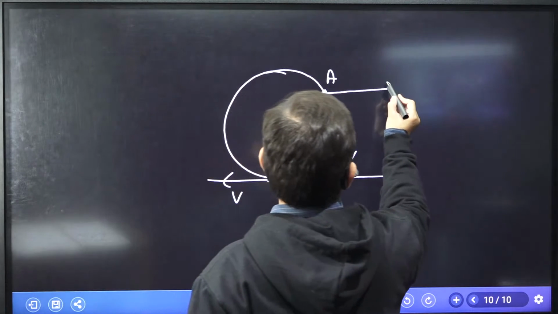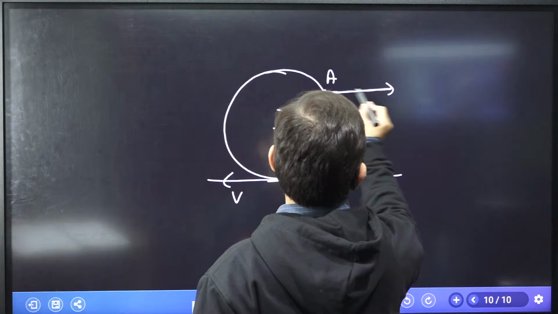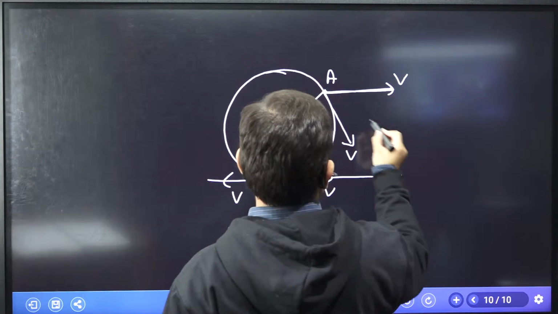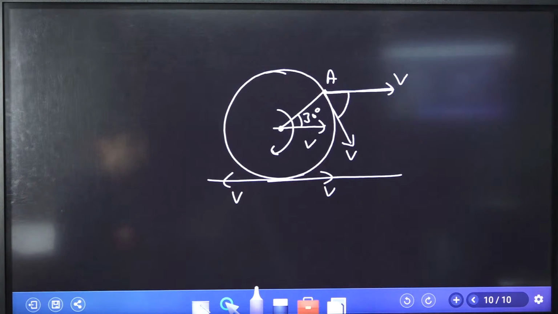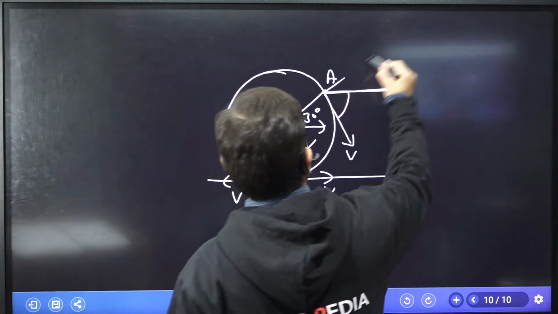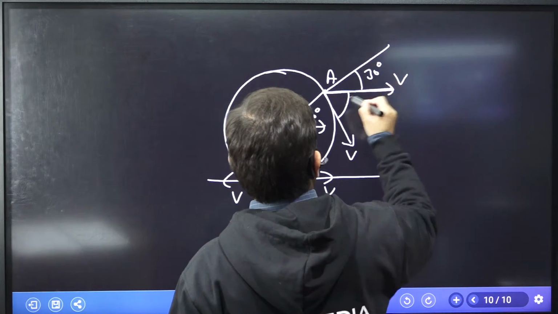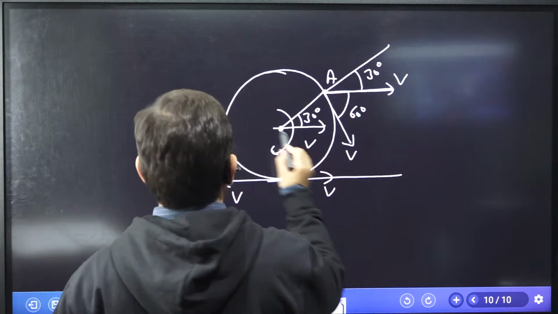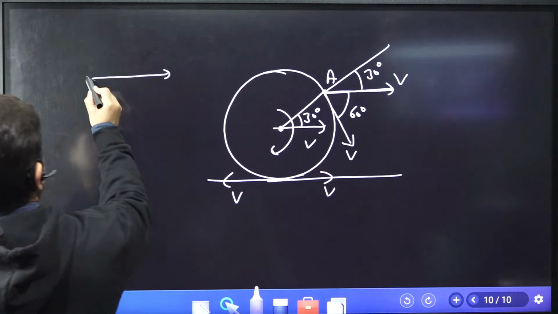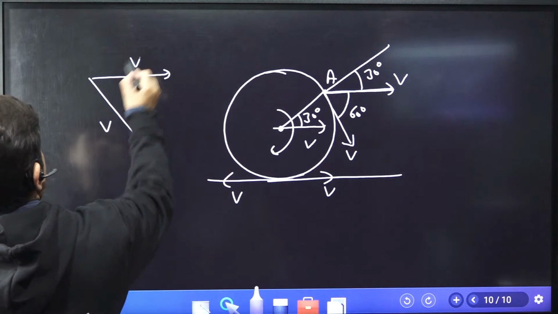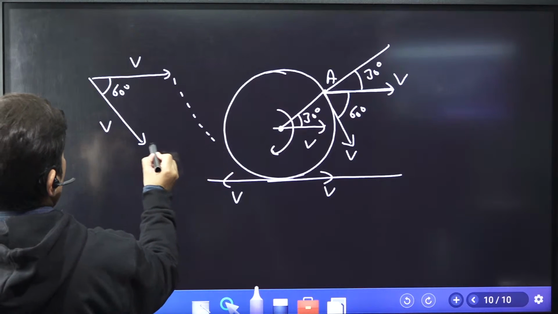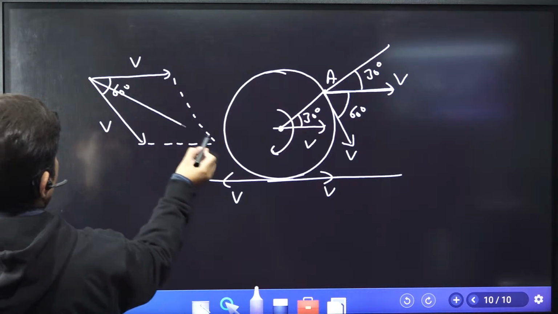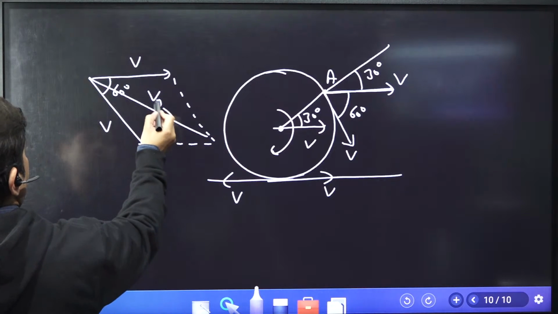What do you think is the velocity at this point? Velocity at this point is also v, translation. What do you think is this angle? If this angle is 30 degree, then this angle is 60 degree. Now what we have to find out is, this velocity is v, this velocity is v, this is 60 degree. Can you find out what will be this velocity at point A?